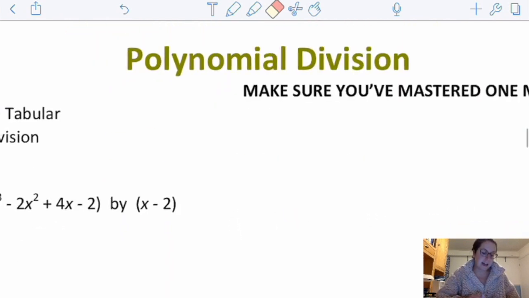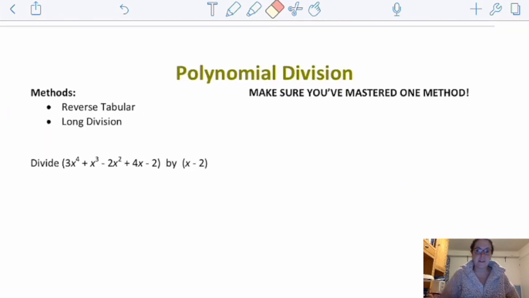Okay, let's look at division. And again, this is another thing that generally we've been pretty strong at, at least in my class. There are 2 different methods you can use for division. I have no preference as to which one you use. You can use reverse tabular or long division, but make sure that you have mastered one method. I don't care which one you master, but make sure you've mastered one.